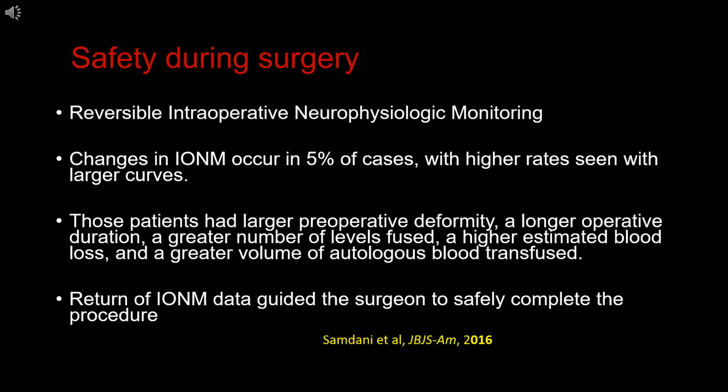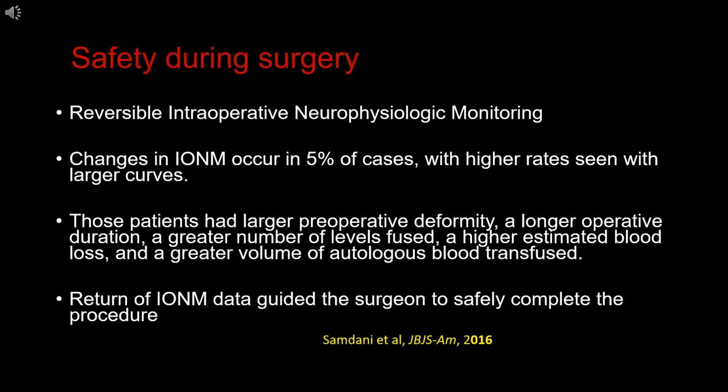Safety during surgery. Reversible intraoperative neurophysiological monitoring alerts occur in patients undergoing arthrodesis for adolescent idiopathic scoliosis. Safety during surgery is aided by intraoperative neuromonitoring of sensory and motor pathways. Changes in IONM occur in 5% of cases, with higher rates seen with larger curves. Notable IONM changes occurred in 5.3% of the patients who underwent arthrodesis for AIS.